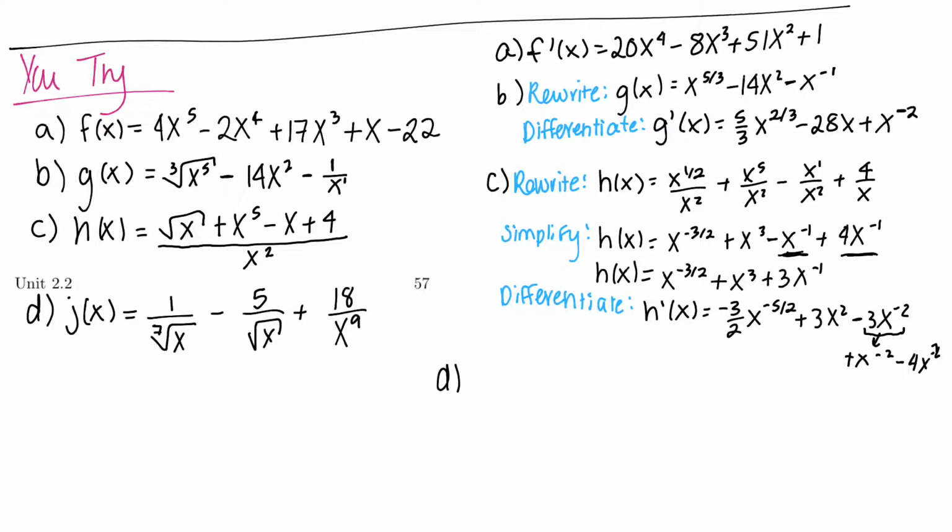And then for part D, we're going to rewrite. So 1 over the 7th root of x, this is j of x, is going to be x raised to the negative 1/7, negative because it's in the denominator, and then it's the 7th root, minus 5, x to the negative 1/2, plus 18, x to the negative 9. Then we're going to differentiate.